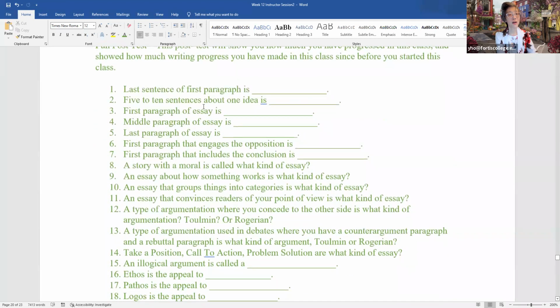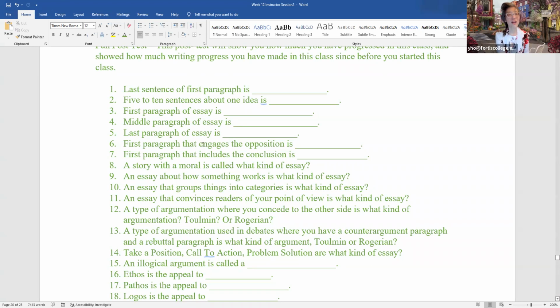What is the first paragraph of the essay? What's that called again? The last sentence of the first paragraph? Yeah. The thesis. Thesis statement. And what is it that needs 5 to 10 sentences about one idea? Body paragraph. Body paragraph. And so the middle paragraph, that's the same thing. What is the last paragraph called? You already know that. I'll give this one to Anil. Conclusion.